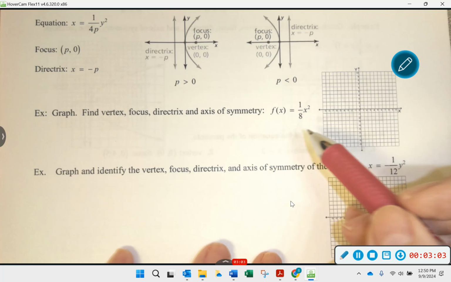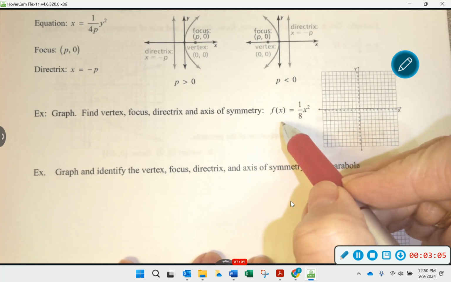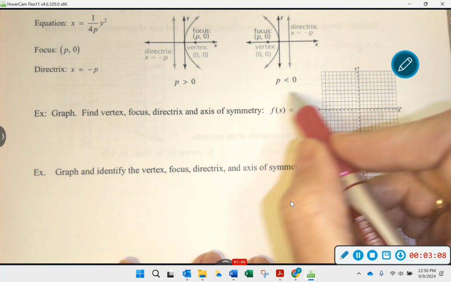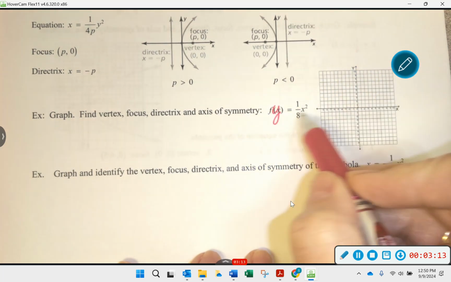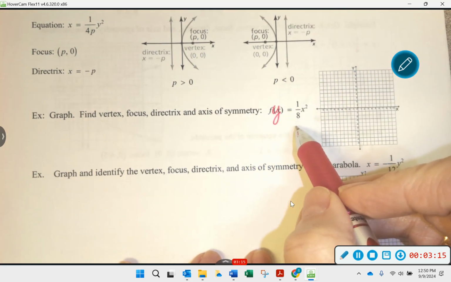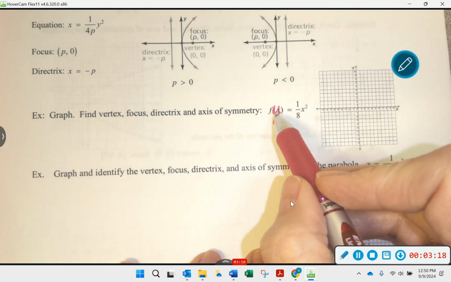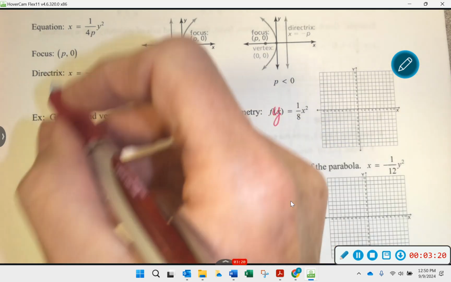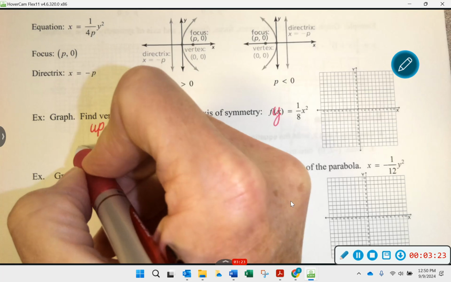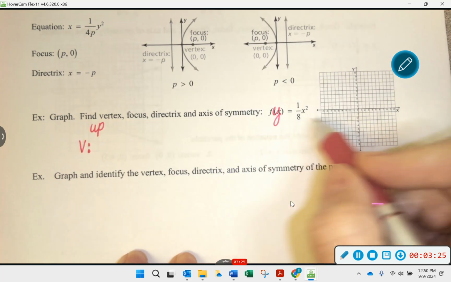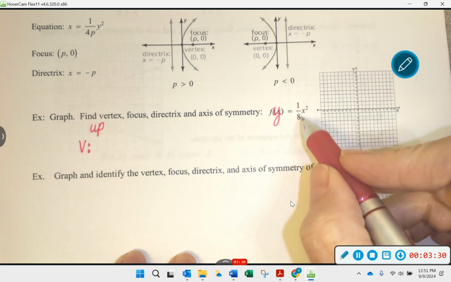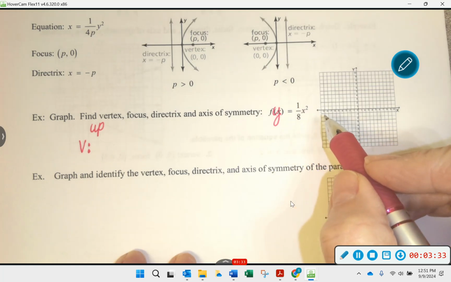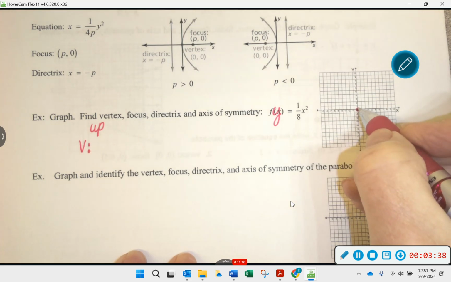All right, let's try a problem to make it easier to understand. We've done this kind of thing before. This is a parabola. F of x means y. Which way is this parabola going to open? Up. If it's just y equals x squared, it's going to open up. The vertex. What's the vertex? Do we have any shifting at all? Did it shift left, right, up, or down? Nope. So the vertex is going to be at 0, 0.